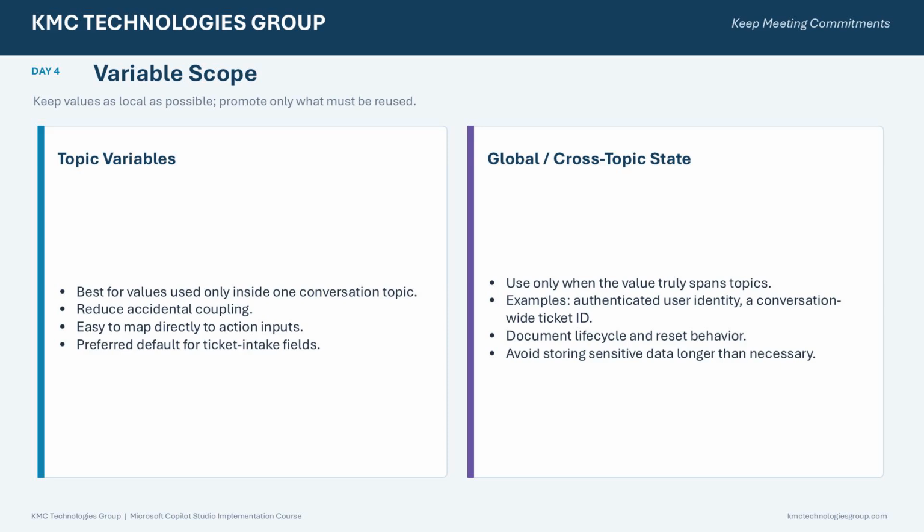Not every variable needs to be available everywhere. As a general rule, keep values as local as possible. Topic variables are ideal when the value is only needed inside one workflow. This reduces accidental dependencies and makes action mapping easier. Use global or cross-topic state only when information genuinely needs to persist across topics. Examples might include the authenticated user identity or a conversation-wide ticket identifier. And always avoid retaining sensitive data longer than necessary.